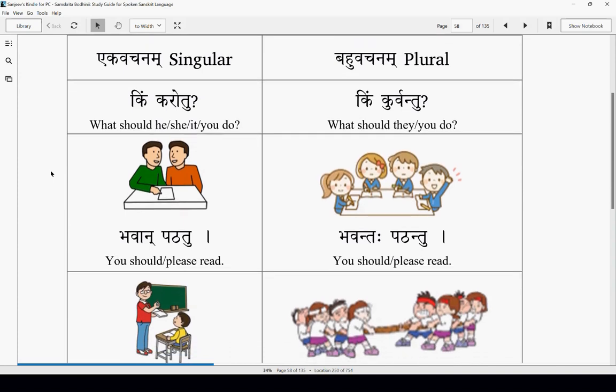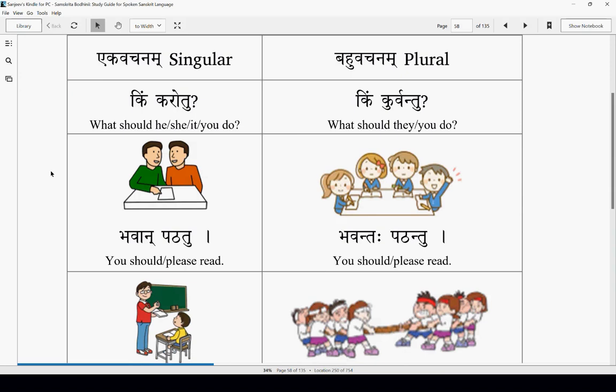Again, we have Ekavachanam and Bahuvachanam. This is our focus. But as you know, there is a Dvivachana form also. That also we can study. So Pathato, Pathanto, we have already seen. But if it is Karoto, Kim Karoto, what should he do? Karoto. So this is not Karatu. Pathato has a little different form.